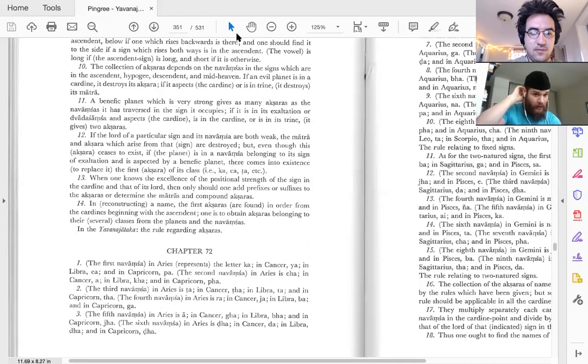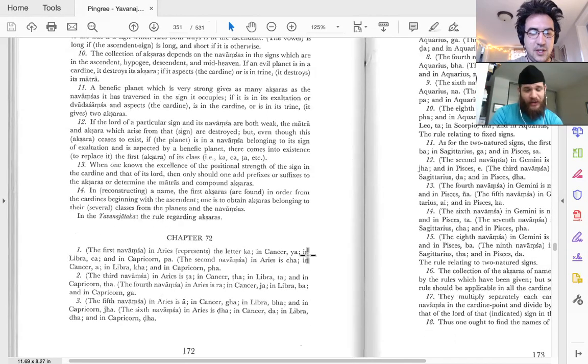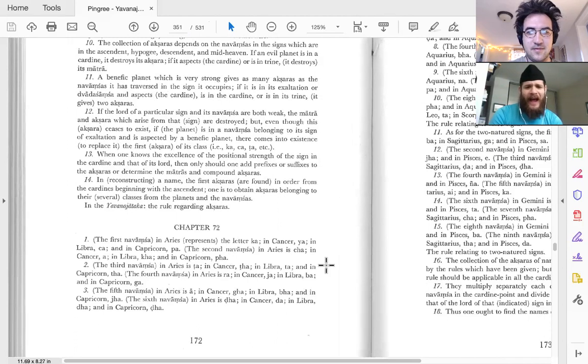Okie dokie. So chapter 72. You know, we should have added chapter 72 to the last video because it's technically a continuation of chapter 71 in terms of figuring out the different syllables, or morphones, I don't know if that's an English word, that might come up in a horary consultation through Navamsha. So that's the difference here.